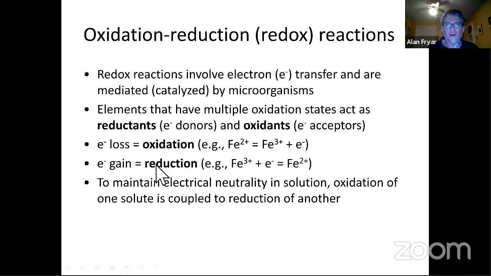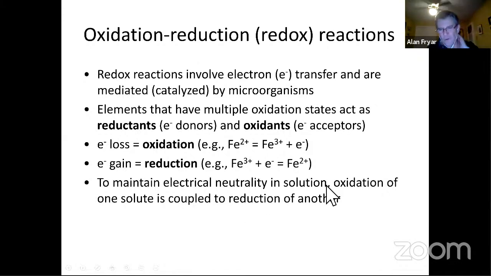So again, shown here, the electron loss is oxidation. In this case, iron 2 is losing an electron, so it becomes iron 3. Going the other way, if iron 3 gains an electron, it becomes iron 2. So lose electron, LEO, oxidation; gain electron, GER, reduction.